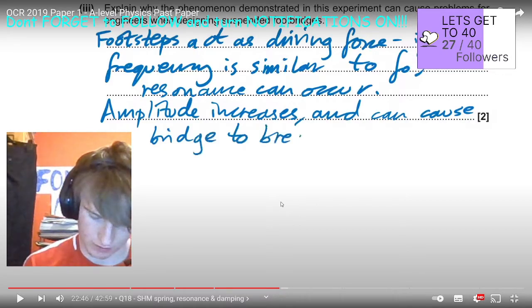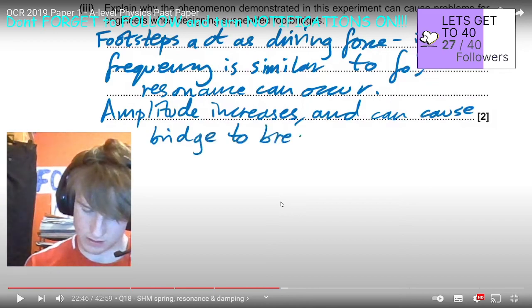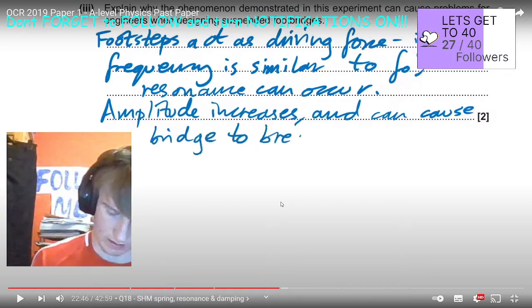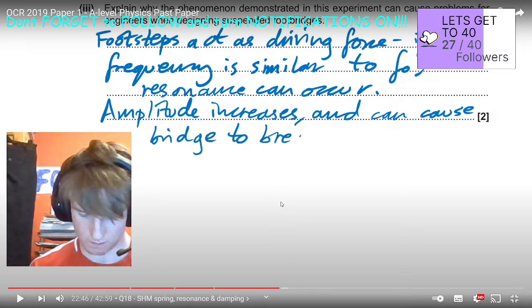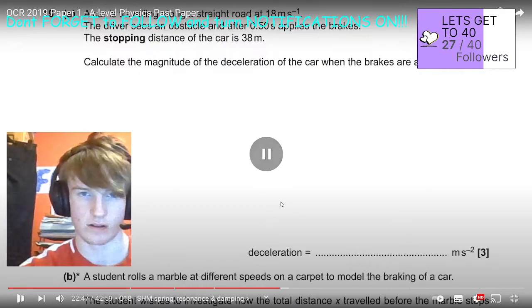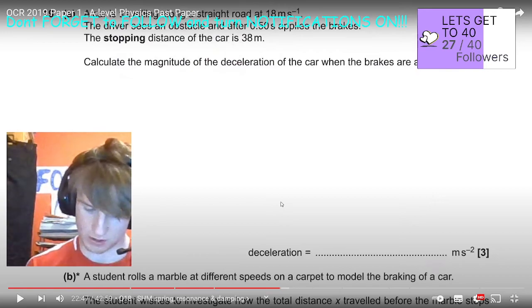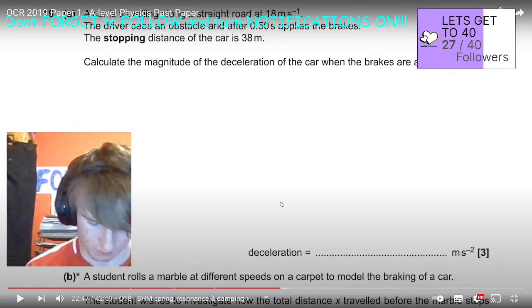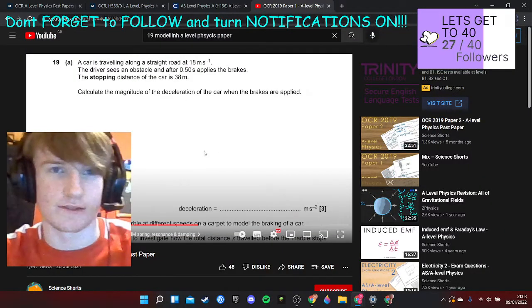Then as the amplitude increases, it can cause the bridge to become unstable and break. Am I done? And break. That's it.